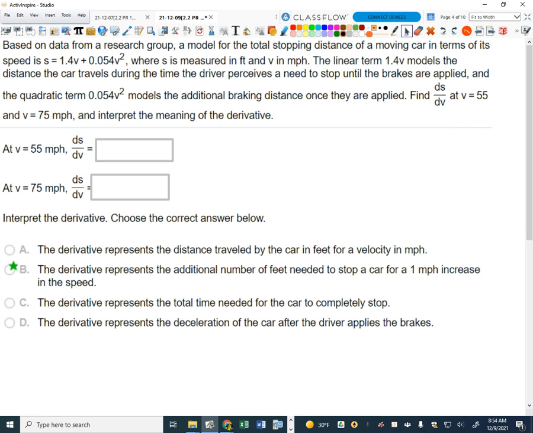Okay, based on data from a research group, a model for the total stopping distance of a moving car in terms of its speed is this. They're giving us a function here. S equals 1.4 V plus 0.054 V squared, where S is measured in feet and V in miles per hour. So they're telling us that, right? That's what's our input and what's our output for this function? What's our input? V, okay, so output is S.